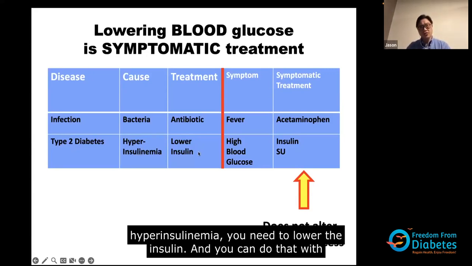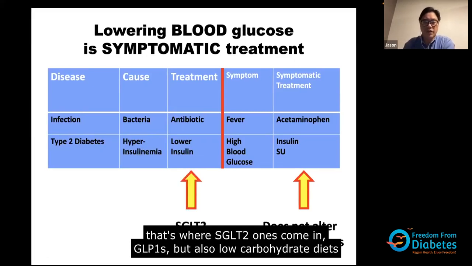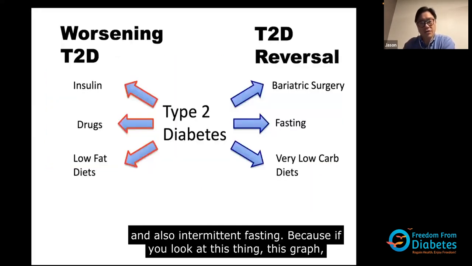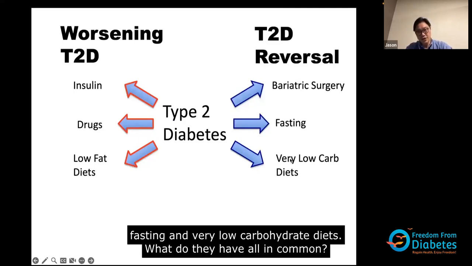And you can do that with drugs, but again, more effectively, you can do that with dietary changes. And that's where SGLT2s come in, GLP-1s, but also low carbohydrate diets, and also intermittent fasting. Because if you look at this graph where we look at type 2 diabetes reversal, we have bariatric surgery, fasting, and very low carbohydrate diets.